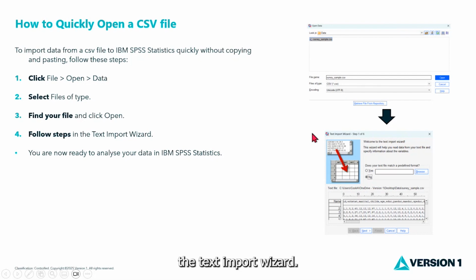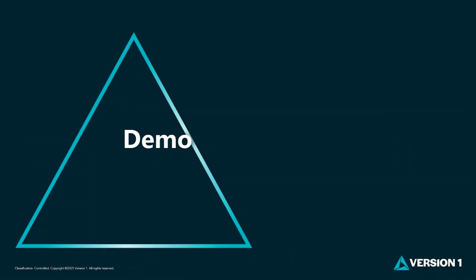Now this will bring up the text import wizard. And this says step 1 of 6, but this just walks you through a series of steps so you can bring the data in properly. We'll follow along with these steps, and then once we've done that, we'll bring the data into SPSS, and then we'll be ready to analyze it. So let's see how this works in IBM SPSS Statistics.